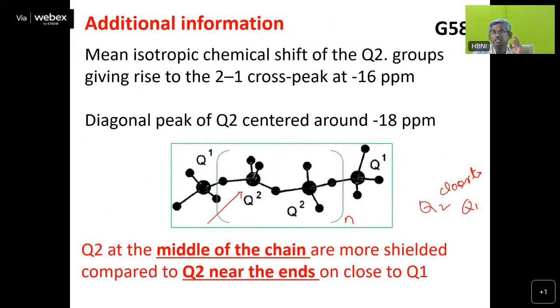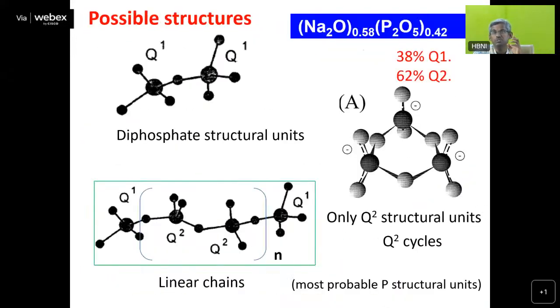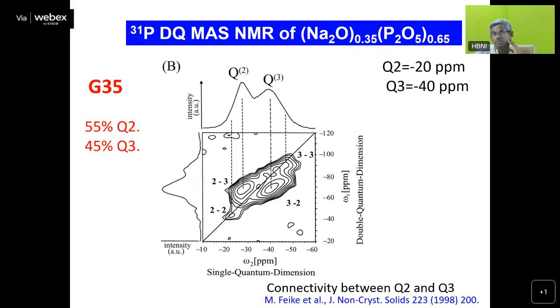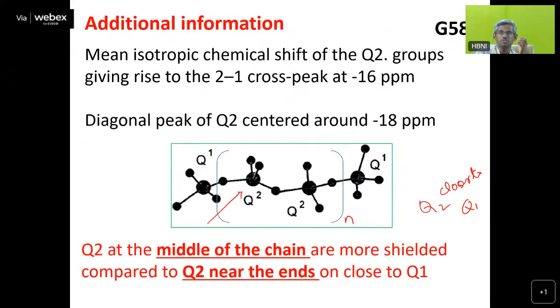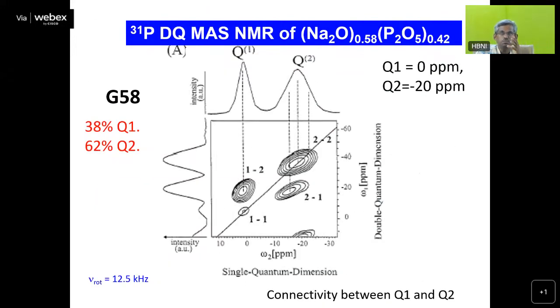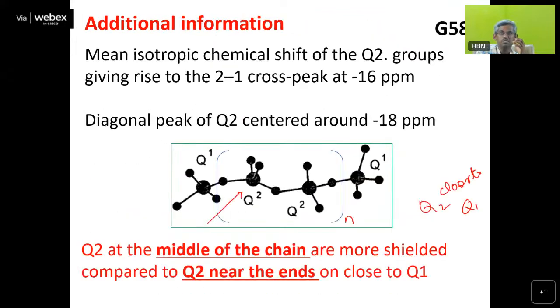G58 is 58% sodium oxide. Here the composition has changed. It has become 35% sodium oxide. I did not plot them together, but you can always refer to the previous NMR spectrum, for example in your previous lectures or in your notebook. Look at this spectrum and that spectrum, and see how much difference there is.